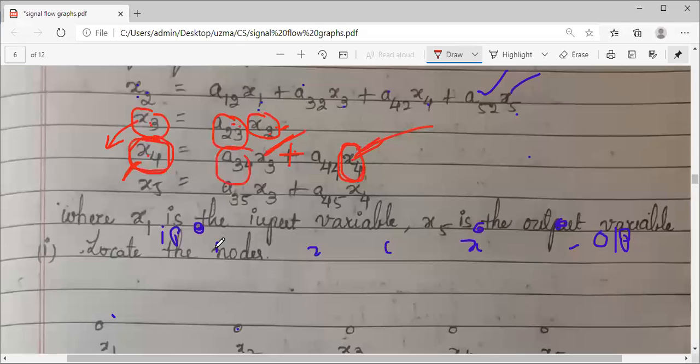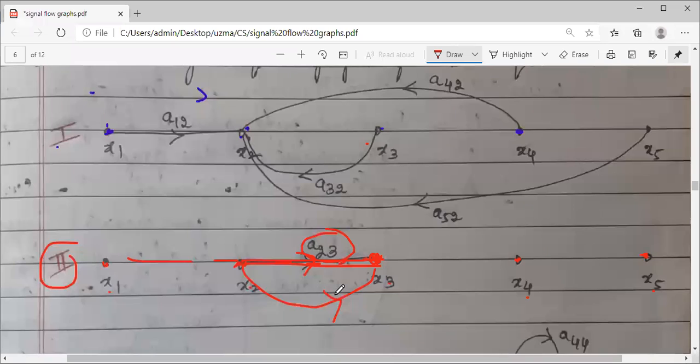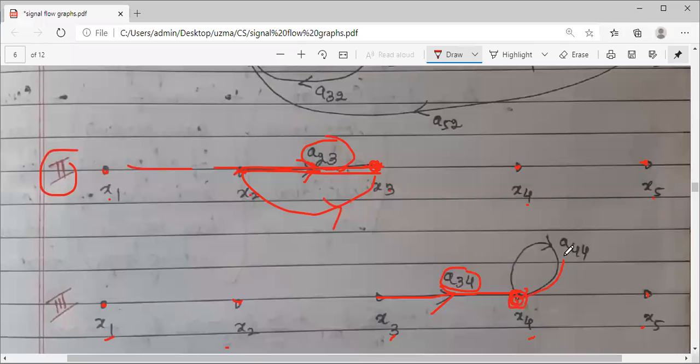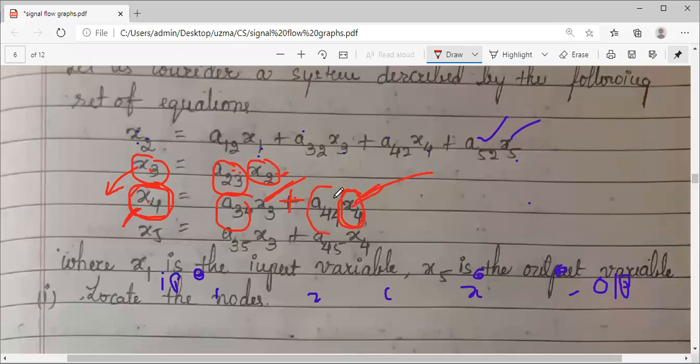So how will you do this? I think you have studied state diagrams in digital electronics. There you might have seen this kind of structure, what we call a self loop, where the starting and end point are both the same. So even though x4 itself is your output, from x4 itself take one branch which will end again at x4 only, with the gain value A44. So you have the gain value A44. Hope the third equation is also clear to you.